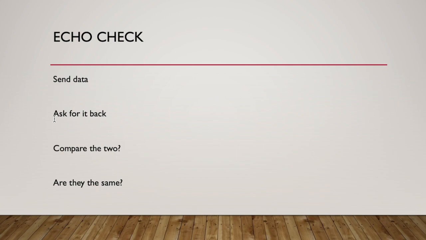When they send it back to you, you check it. If it's the same, then it means there was no transmission error. If it's not the same, it means there was a transmission error and you can send it again. You don't necessarily know whether the transmission error is when it went out or when it came back, but either way, we resend the data.